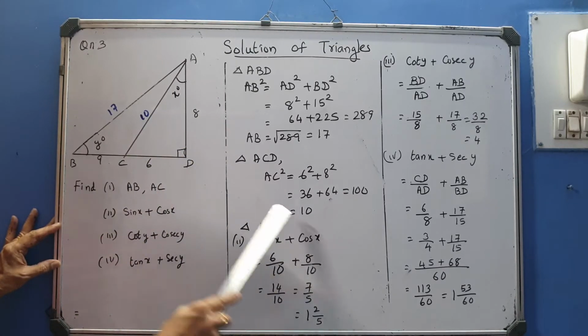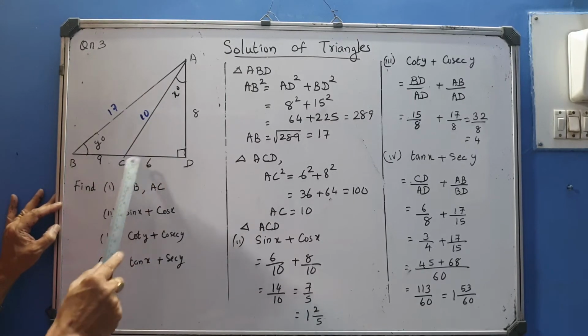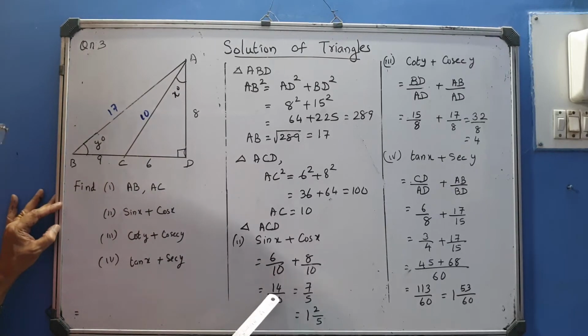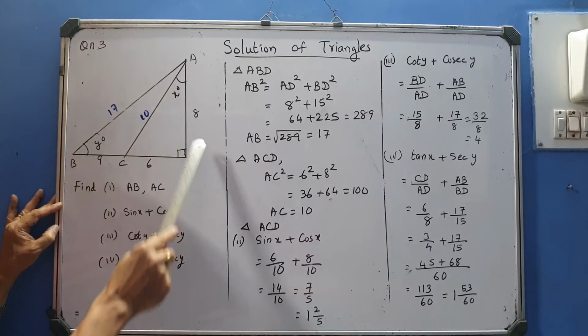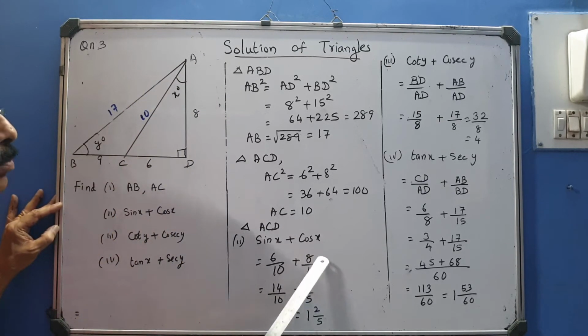So now the first question, all our angles are x, so we go to the triangle ACD. Sin x plus cos x. What is the sine definition? Sine is opposite by hypotenuse. So opposite is 6, hypotenuse 10, so 6 by 10. Plus, what is cos x? Adjacent by hypotenuse. Adjacent is 8, hypotenuse 10, so 8 by 10.